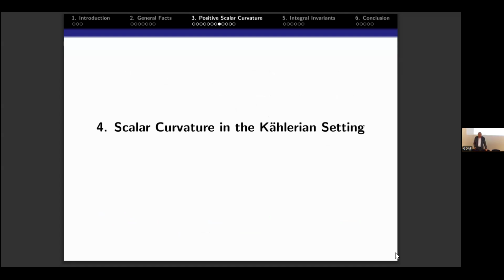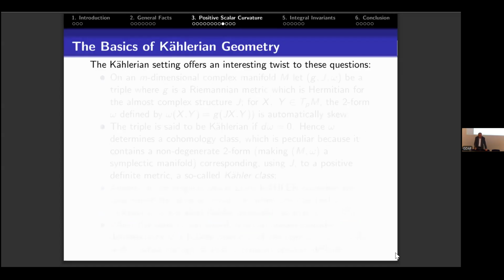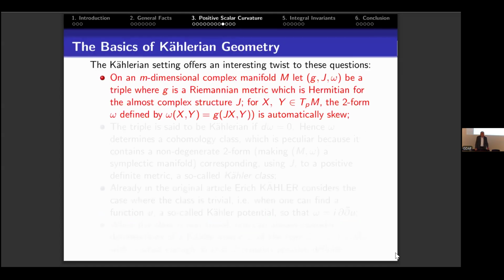So in the Kählerian setting, there is a lot to be said. What is the Kählerian setting? I'm going to do a very quick introduction to Kählerian geometry. You not only give yourself a metric, but you also give yourself, let's assume the manifold is complex, an object which will be very important, the so-called almost complex structure J, which is multiplication by i, the square root of -1, in each tangent space. Of course, the square of J is minus the identity, because it's an almost complex structure. It's a linearization of multiplication by i in local coordinates.